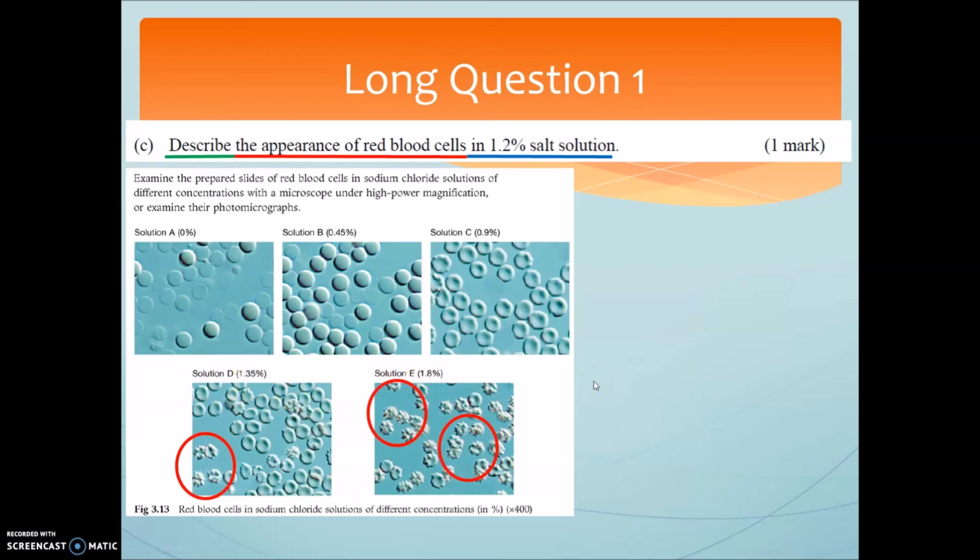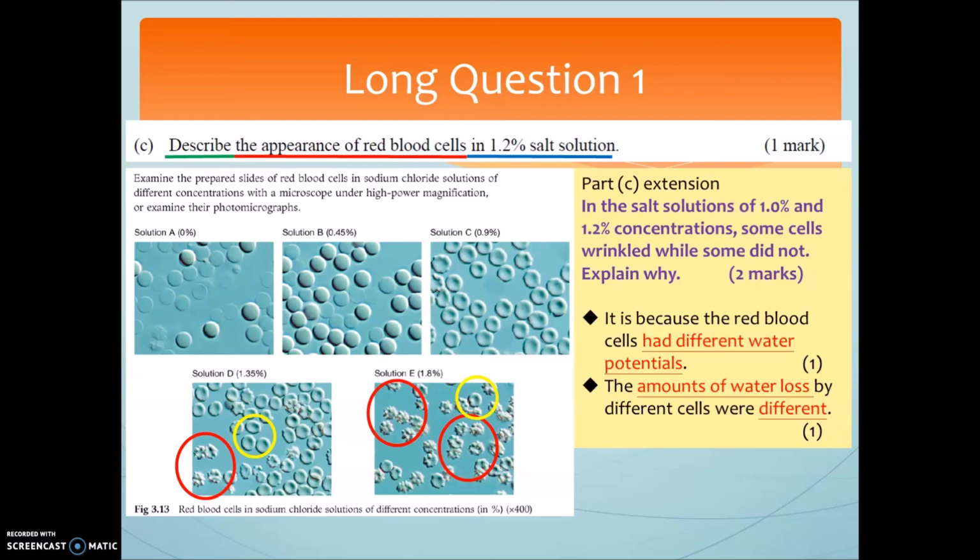So we see that some of the cells become wrinkled, they shrink, but some of the cells look normal, with a biconcave disc shape. Why? The idea is just like part B. Part B asks why some rubber cells burst, but why some did not. The same idea applies if I ask you, in 1% salt solution and 1.2% salt solution, why some cells wrinkled but some of them did not. Why? Actually, the answer is the same.